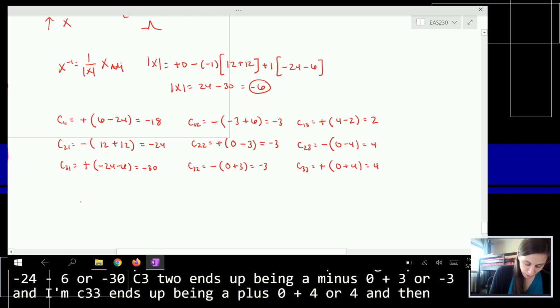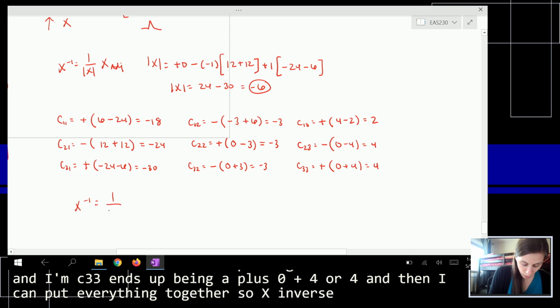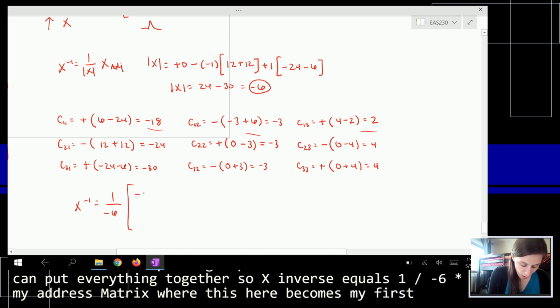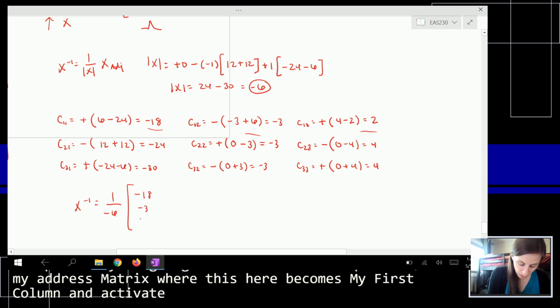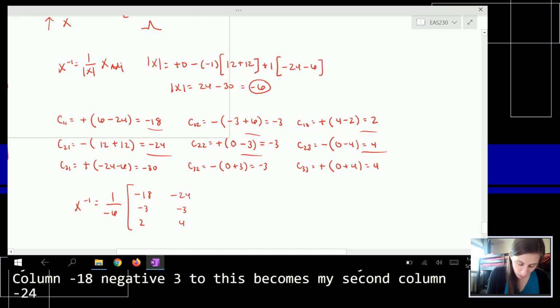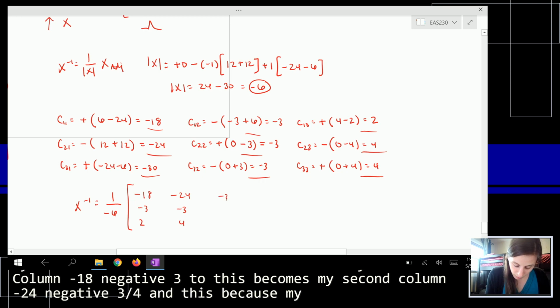And then I can put everything together. So x inverse equals 1 over negative 6 times my adjoint matrix, where this here becomes my first column, negative 18, negative 3, 2. This becomes my second column, negative 24, negative 3, 4. And this becomes my third column, negative 30, negative 3, and 4.